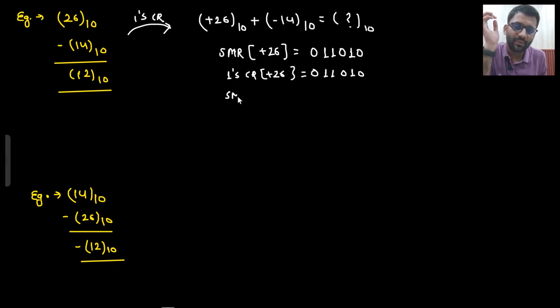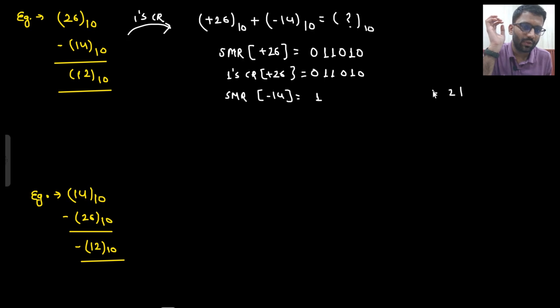What about the sign magnitude representation of minus 14? The first one is the sign bit. What about 14? 1 2 4 8. You can represent it like this, right? But this number is in 6 bits, right? So here also I will take 6 bits only. So 1 0 I will put here, and 1 1 1 0.